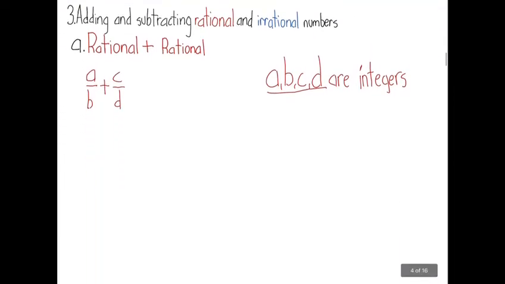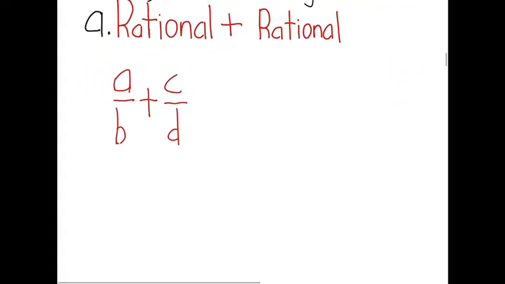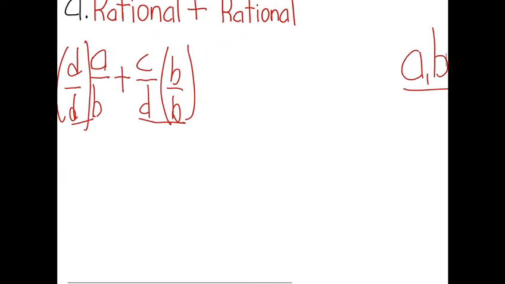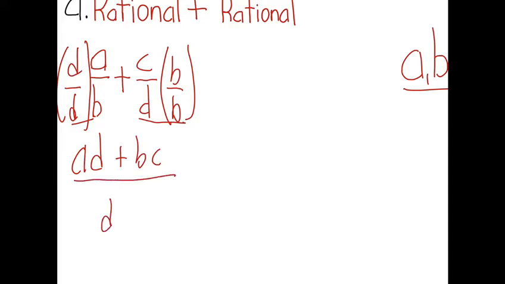First off, adding two rational numbers together. Over here we have a over b plus c over d. Because a, b, c, and d are integers, these are both rational numbers. And they're fractions, so to add them together, we need to have a common denominator. So let's get that done. First off, let's multiply a over b by d over d, and then let's multiply c over d by b over b. Now, as you can see, the common denominator will be db. So now you will have ad plus bc over db.